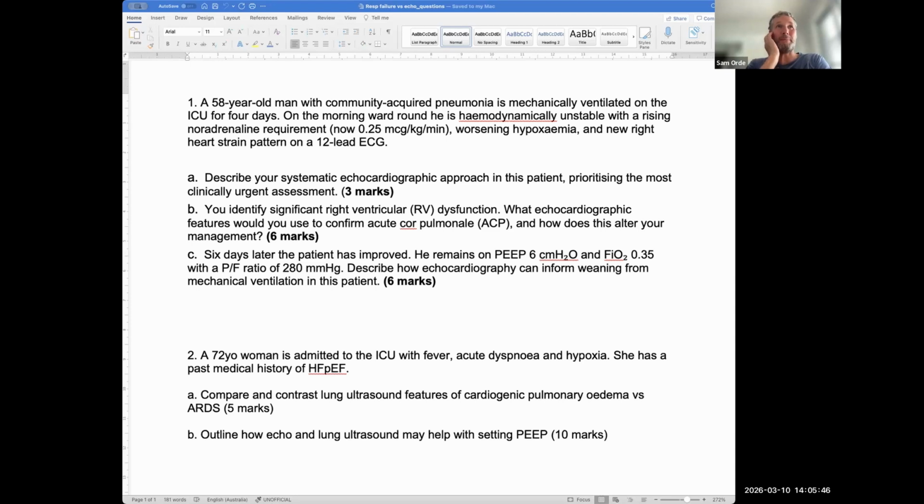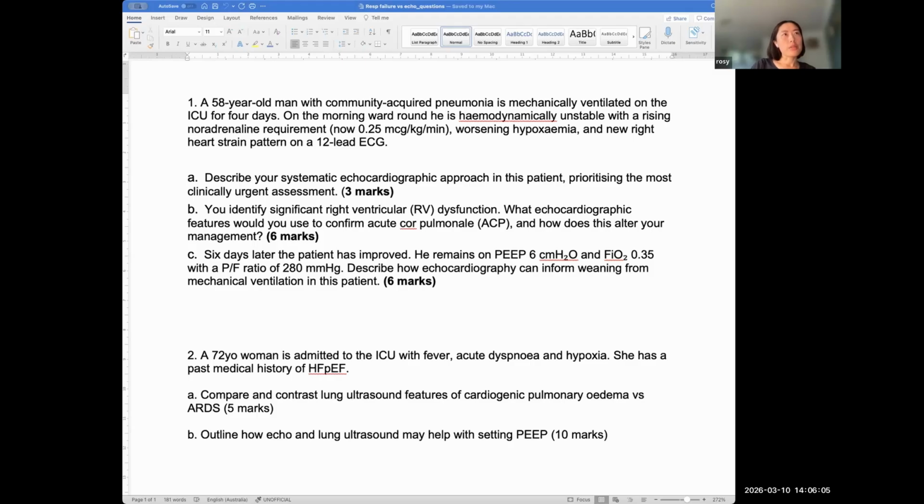Rosie, would you like to have a go at number B? Yeah, sure. So you identify significant RV dysfunction, echo features of acute cor pulmonale, and management. So I've just expanded on part A really.